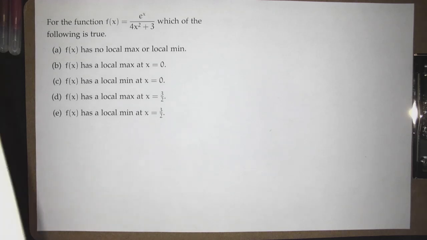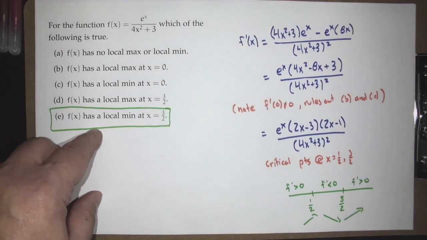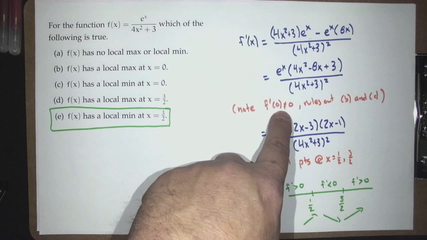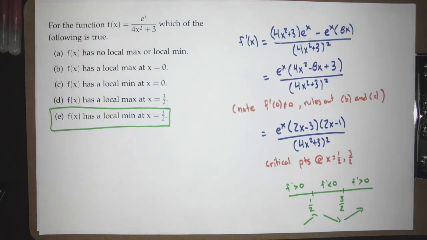So the answer is E. If you take the derivative, I made a note, the derivative at 0 is not 0, which rules out B and C. So even if you didn't do the whole problem, if you just did that, you could rule out 2 out of the 5. And it's probably not A, so you get a 50-50 shot.